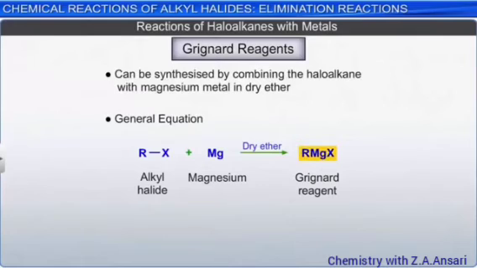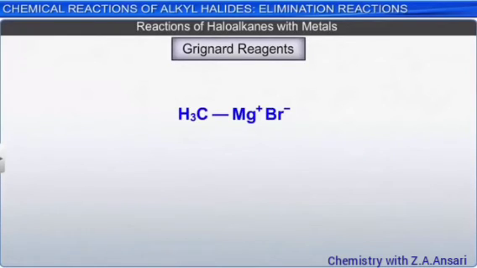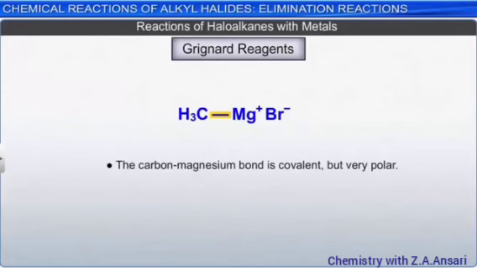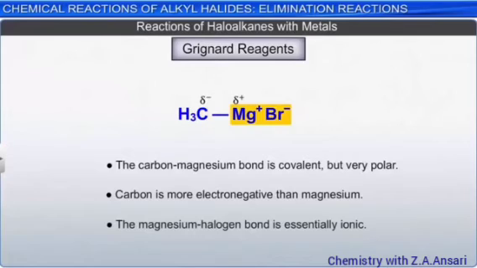Grignard reagents are used in a variety of organic syntheses. For example, bromomethane reacts with magnesium in dry ether to form a Grignard reagent, methyl magnesium bromide. In a Grignard reagent, the carbon-magnesium bond is covalent but very polar, with the carbon being more electronegative than magnesium. The magnesium-halogen bond is essentially ionic in nature.